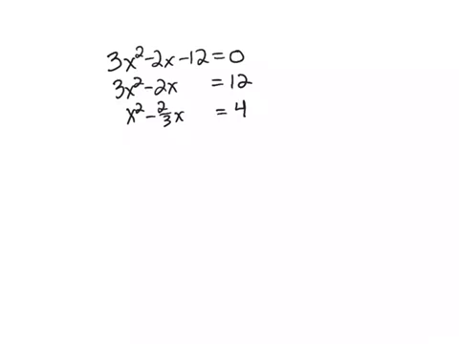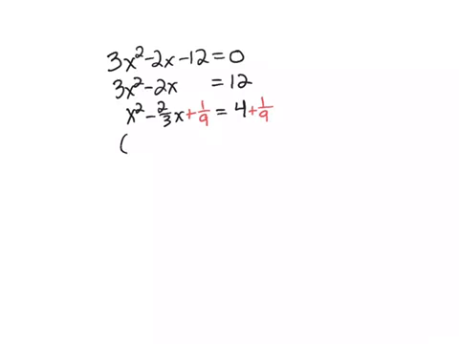Now that a is equal to 1, I'm going to go ahead and complete the square. So I'm going to take half of 2/3 and then square it. Half of 2/3 is 1/3. 1/3 squared is 1/9. And whatever I do to one side, I also have to do to the other side.